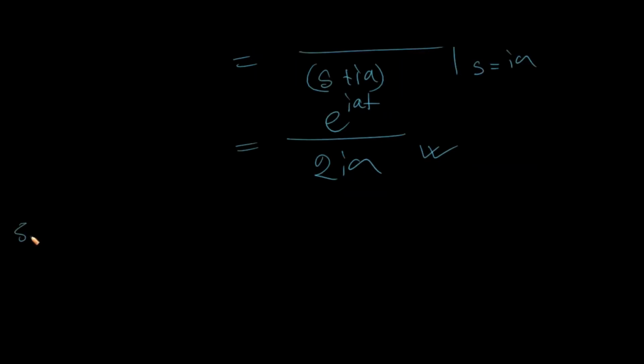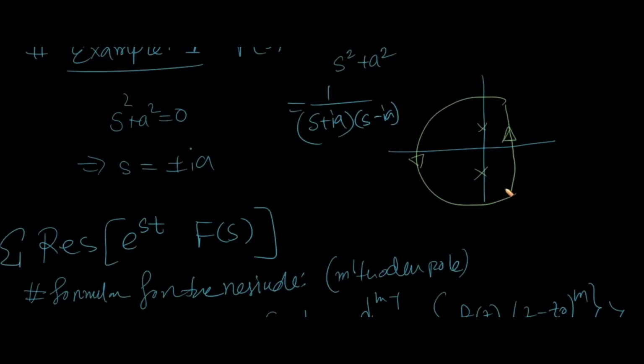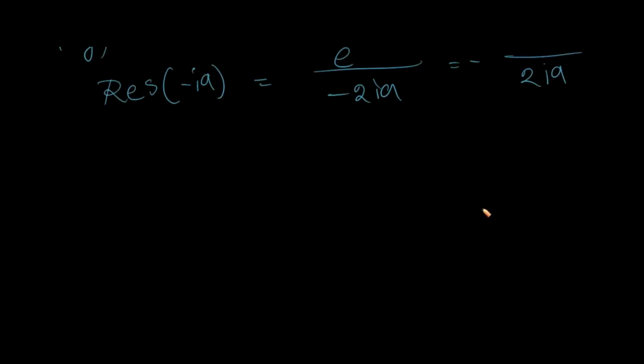Now similarly, if you calculate the residue for the other singular point, that means minus ia, in the denominator you will get a minus 2ia, and in the numerator you will get e to the power minus iat, something like this. That means this is e to the power negative iat over minus 2ia. Now two singular points, two residues, and we are done. We just need to sum them up.